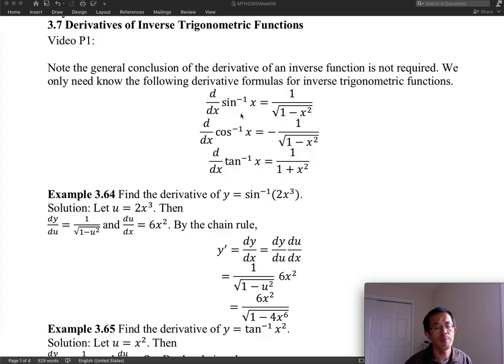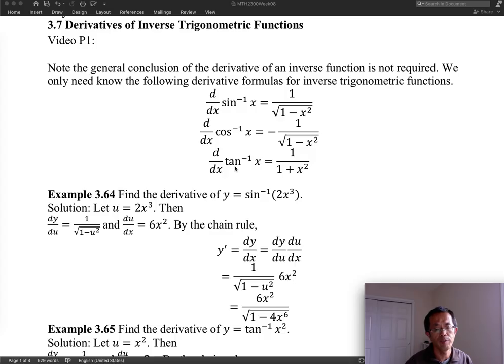Okay, so simply put, the objective for this part of the discussion is all about three formulas. Derivative of arc sine, sine inverse of x, is 1 over the square root of 1 minus x squared. Derivative of cosine inverse of x, or derivative of arc cosine of x, is negative the same expression from arc sine.